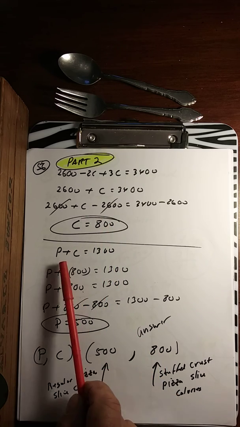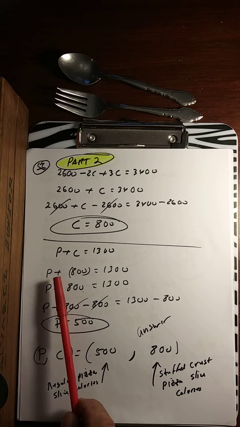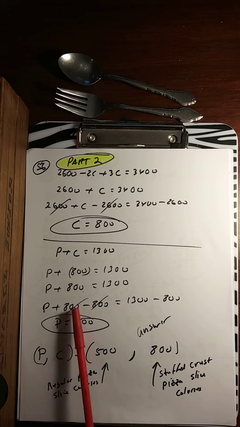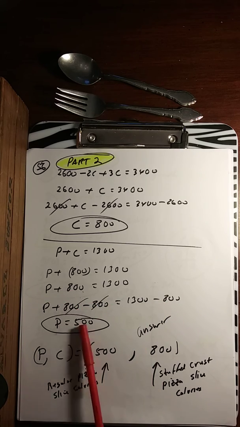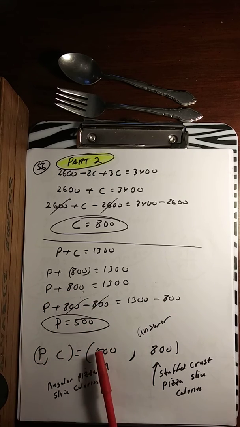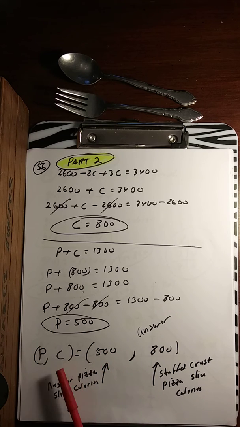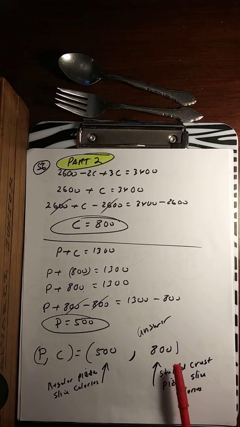Now I know this answer. Put it back in here. P plus C is this. Plus 800. Minus 800, minus 800. These are gone, so 500. So P, regular pizza, is 500 calories. Stuffed crust pizza is 800 calories.